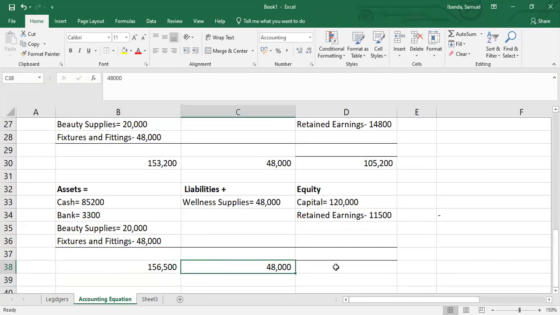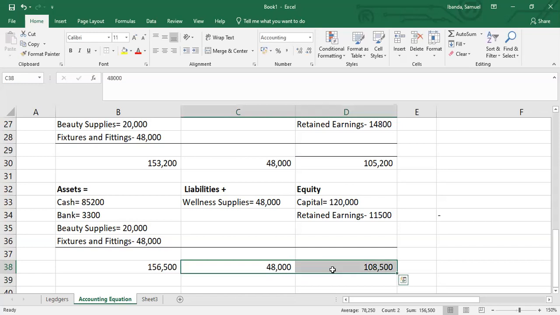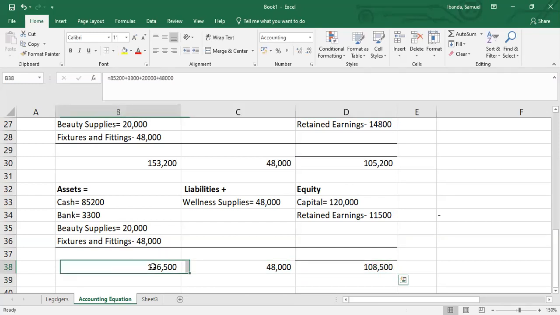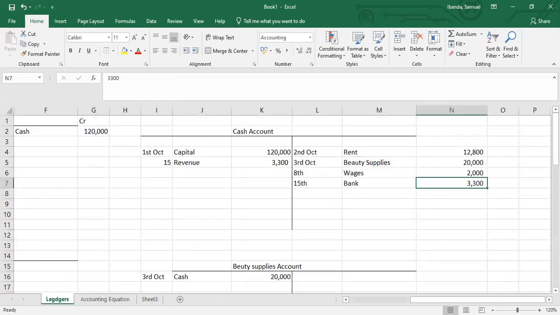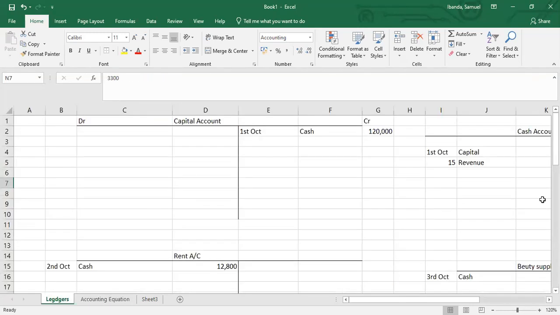Gives me that. Then here I have my 120,000. This time less 11,500. This is 156,500. This is also 156,500. So it has been able to balance as well. When you add these two, you still come to this value. So you've affected it here, but you've also affected it here. This should not confuse you.